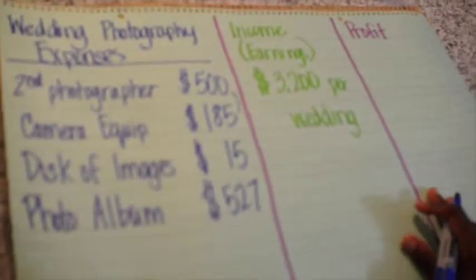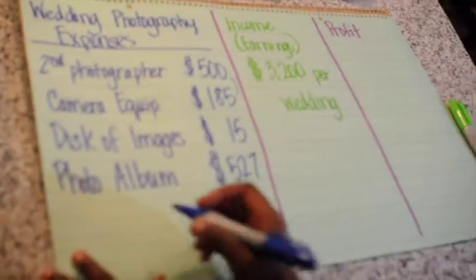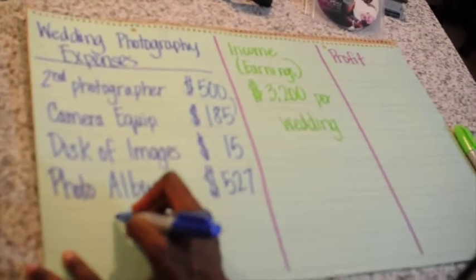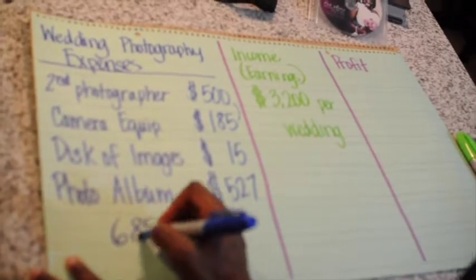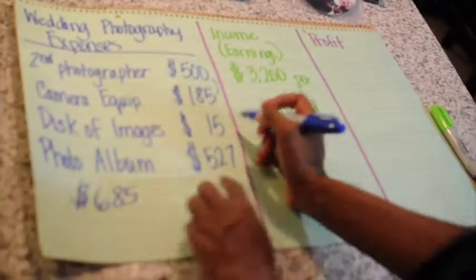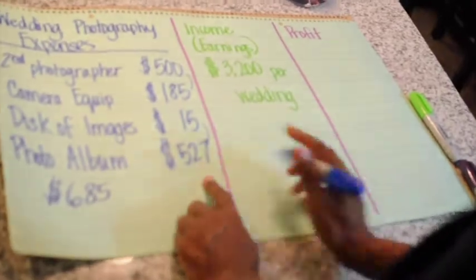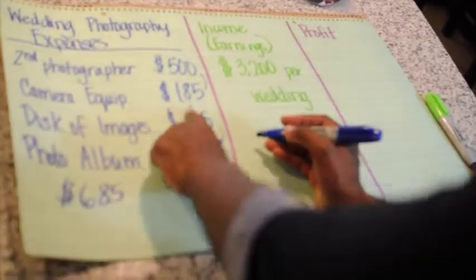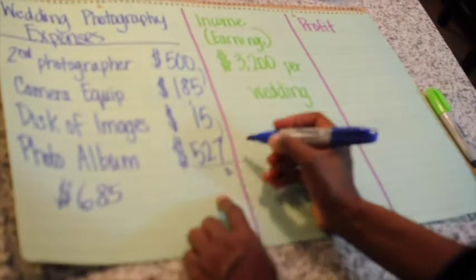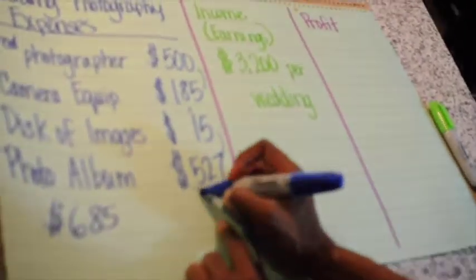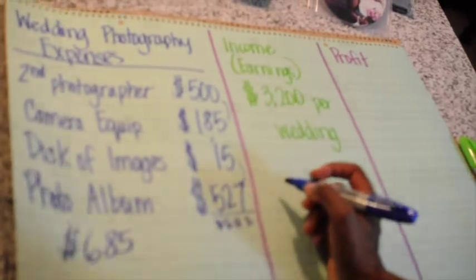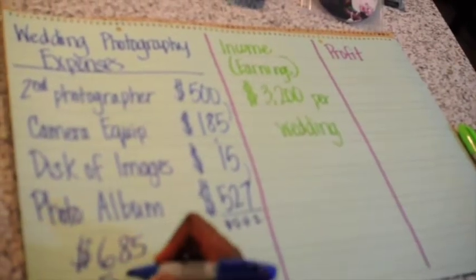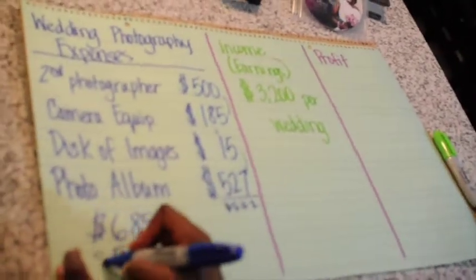I can add these two in my head. $500 plus $185 would be $685. Okay? And then if I add these two together, 5 plus 7 is 12, carry my 1. 1 plus 1 is 2. 2 plus 2 would be 4. So this would be $542 just for these two. So now I'm going to add the $685 plus the $542.